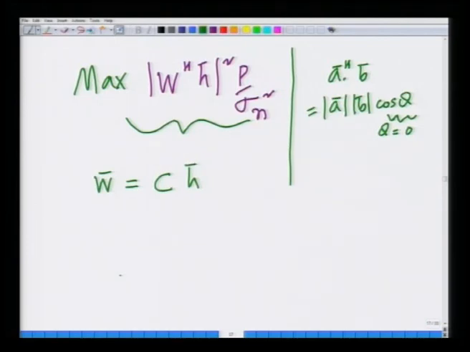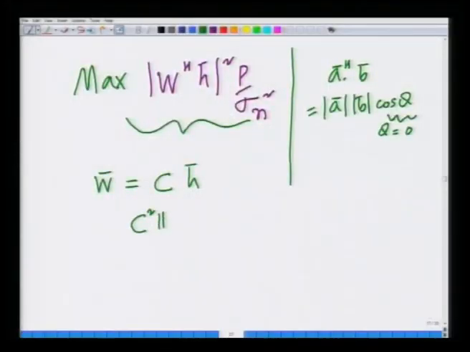So, we are saying the optimal beamformer is nothing but the antenna coefficient vector scaled by some constant, which means now I know how to choose this constant. I have constrained magnitude W bar equal to 1, which means norm W bar square equals 1, or c square norm H bar square equals 1, which means c equals 1 divided by magnitude of H bar.